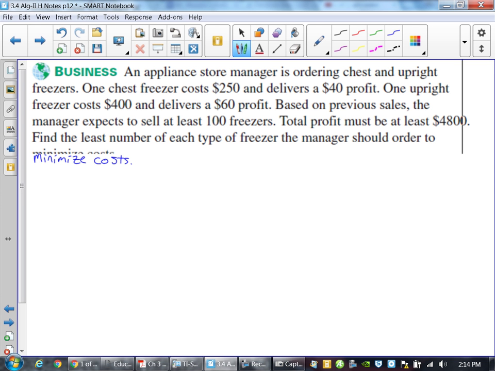That's actually not that bad. You're selling for $290. What's 40 in 250? It's about a 24% profit. Actually, it isn't bad. Anyway, so it gives you a $40 profit. And an upright freezer costs $400 and has a $60 profit.